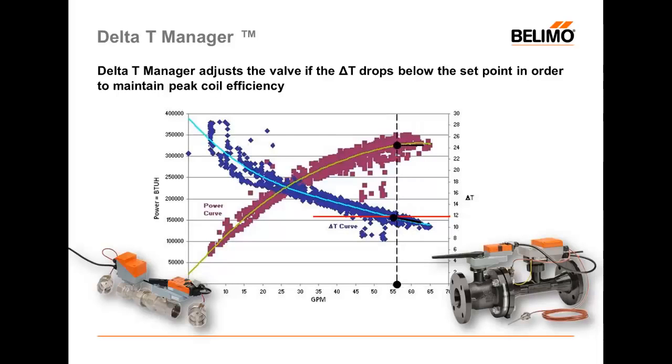With Delta T manager in place, we will restrict the flow through that valve. By restricting the flow, we'll drive the delta T back higher, but due to the inefficient nature of coils at high flow, we see little or no reduction to the amount of load that can be delivered to this space. So again, we're still achieving in that area of 325,000 BTUs, but we're using significantly less water to do it.